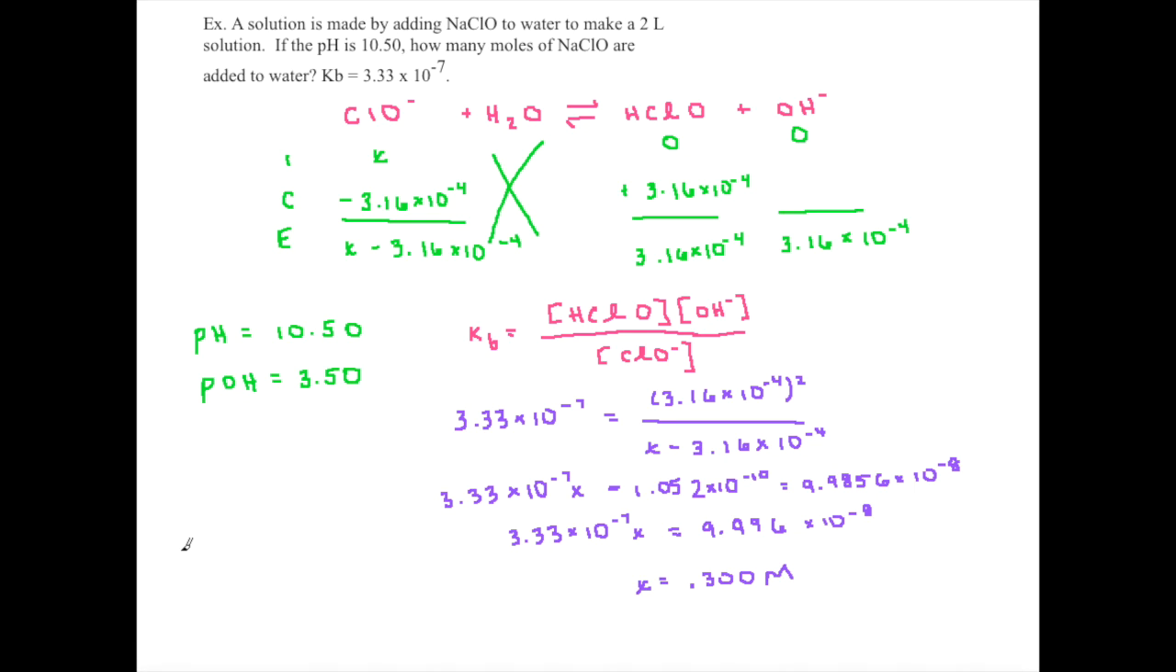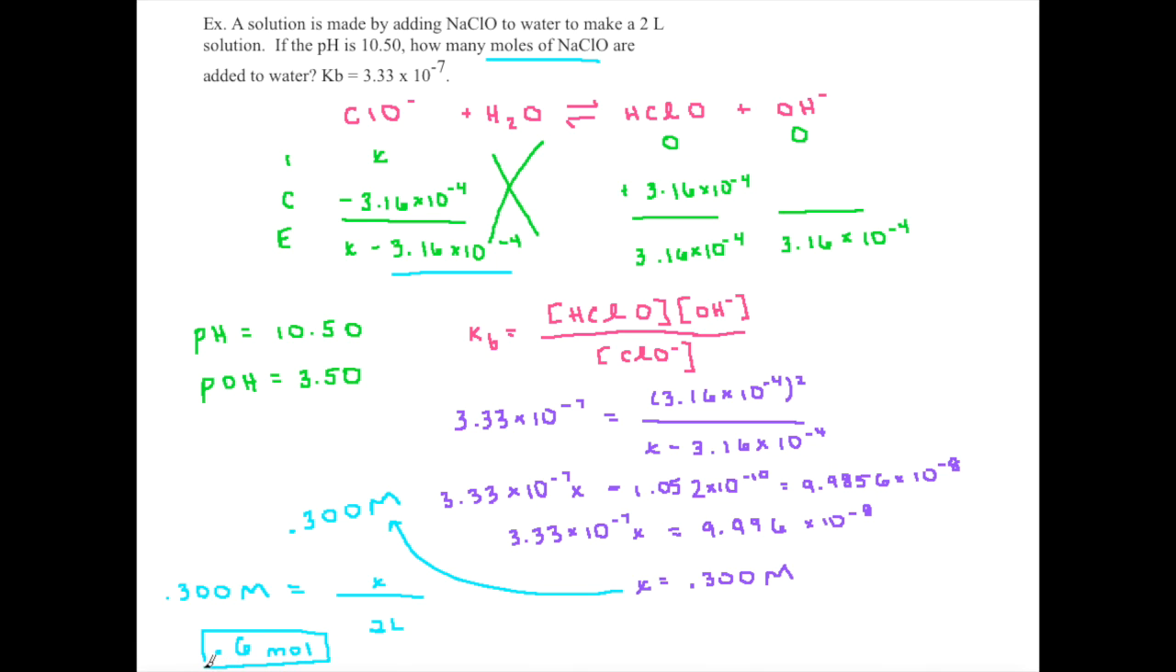Now, for most problems, you would assume that you're done. However, there are a couple more steps here. That's the equilibrium concentration of sodium hypochlorite. Instead, what it's asking is how many moles are added. So if I know that the concentration is 0.300 molar, and I know the volume to which it's added, which is 2 liters, I can solve for X. And so what I will get is 0.6 moles of sodium hypochlorite. And that's it.